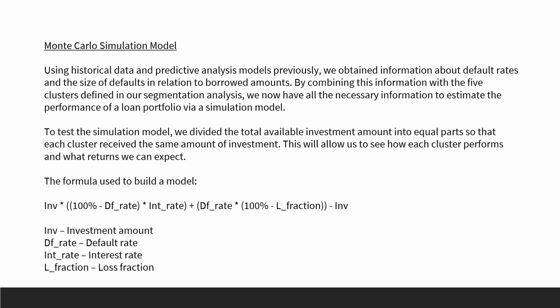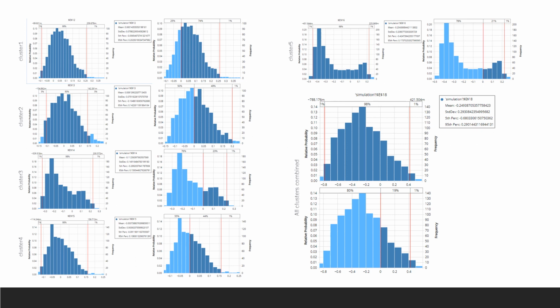We divided our budget into equal parts to invest in each cluster so that each cluster is evaluated on the same scale. We're investing a total of 10 million pesos. At this stage, we are investing an equal amount of 2 million pesos in each cluster, as mentioned before. After running a simulation, we generated distributions for each cluster separately and for all models combined.